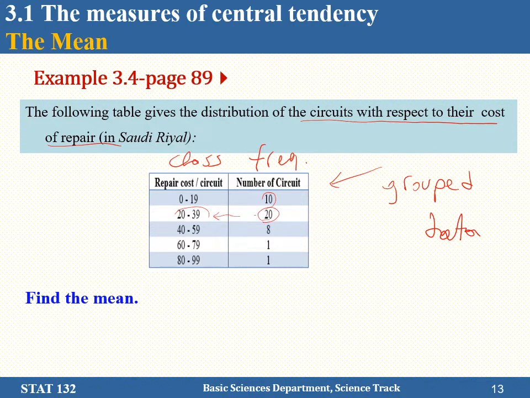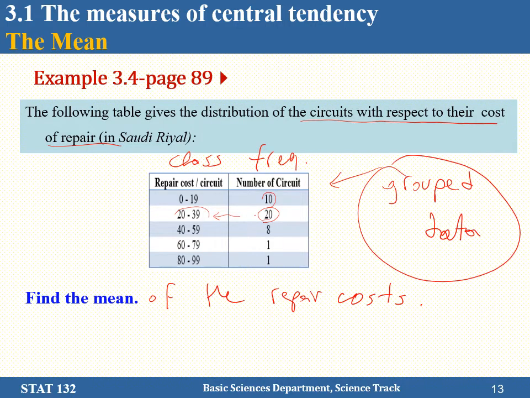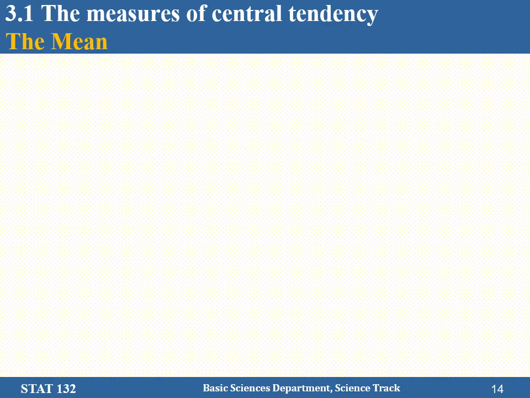So it's asking to find the mean of the repair cost. Indeed, it's asking the average repair cost for a circuit. So now this is grouped data, so we have to use the mean formula for grouped data.